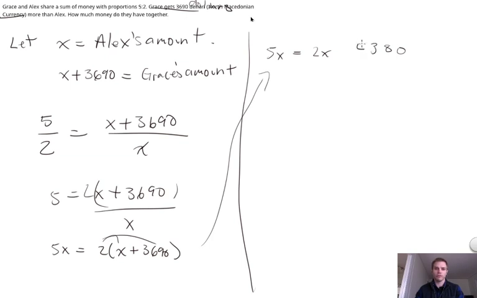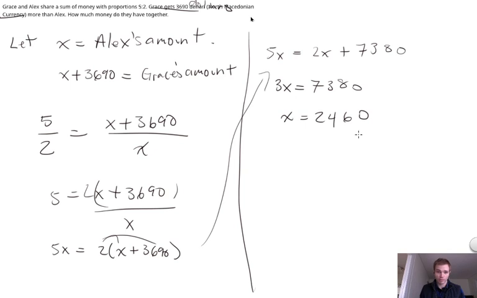2 times 3,690 is 7,380. And if you're allowed to use a calculator, use a calculator. Now we're going to subtract 2X from both sides. We get 3X equals 7,380. And then we divide both sides by 3. And we get X equals 2,460. Let me check that.